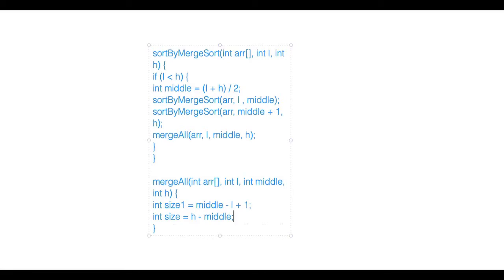So what is our high? High 5 and middle 2. So size 2 will be what? 3. So now using this logic, we are able to divide the array and get the sizes of the 2 arrays here, right?